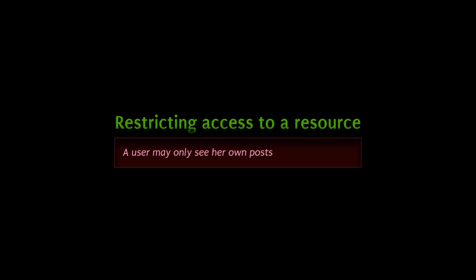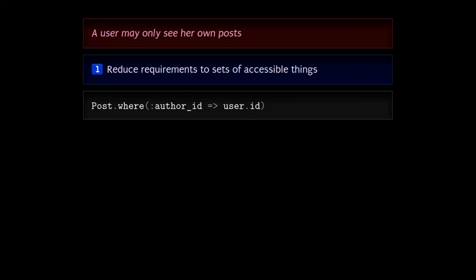Okay, this is the most basic requirement that you will encounter. You have some resource like post, and you want to restrict what the current user is allowed to see. For example, a user may only see her own posts. So what we do is we take these requirements and reduce them to a set of accessible things. And when we're talking about posts, a great way to express a subset of what is accessible is to use scopes. Who does not know what scopes are in Active Record? Everyone knows? Okay. So a scope is just a description of a query that you are planning to run sometime in the future. In this example, we said a user may only see their own posts. We say Post.where author_id is user_id. So this is a way to express this in Active Record.